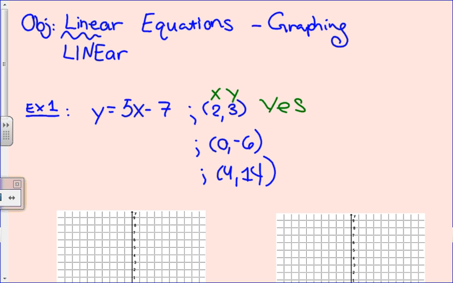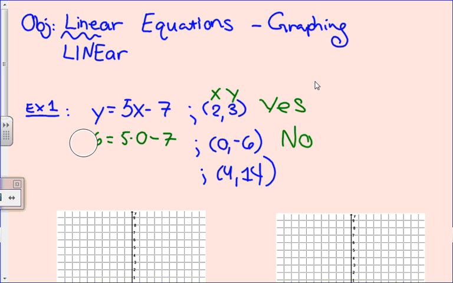Okay, let's try that out with the next one. 0 and negative 6. What's the x value? 0. The y value is negative 6. Okay, what is 5 times 0? 0. Minus 7. Negative 7. Does negative 7 equal negative 6? No. So you write no. It's not a solution.